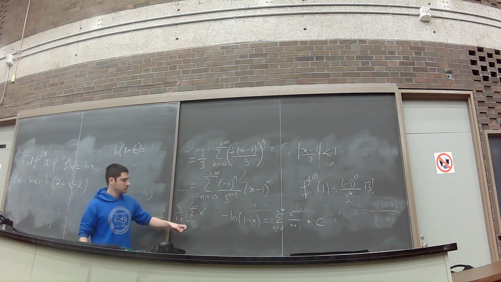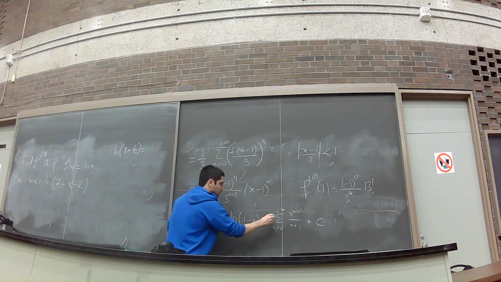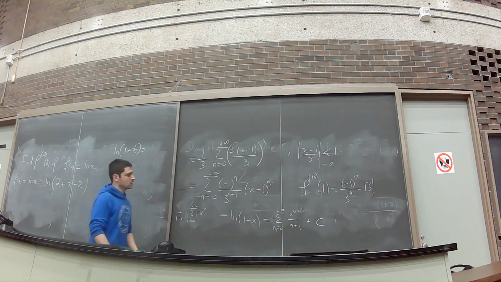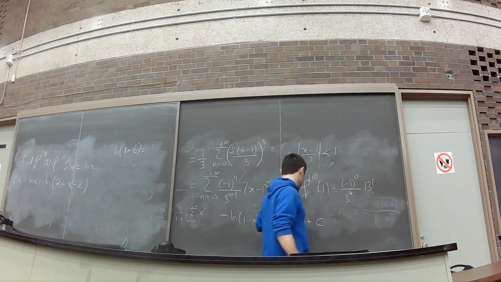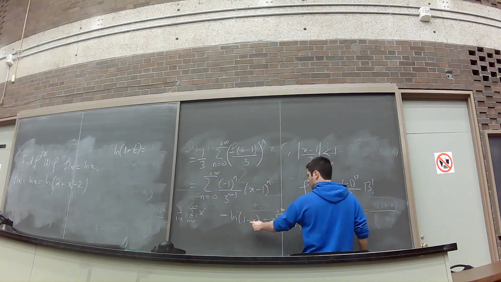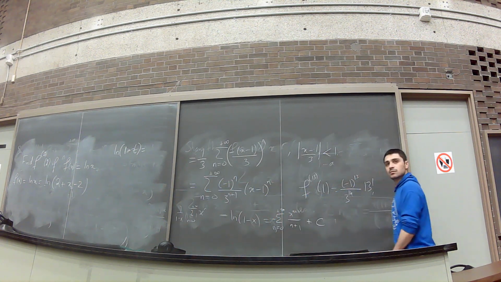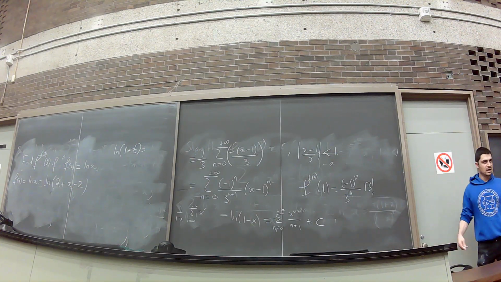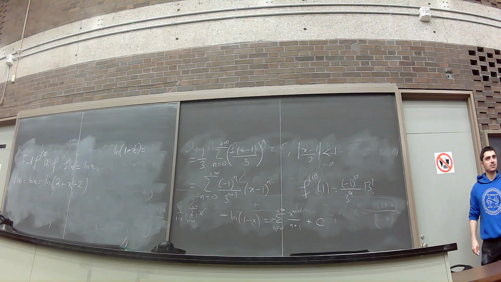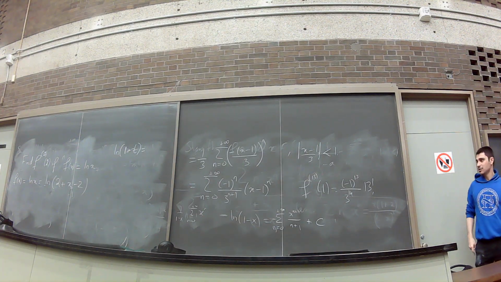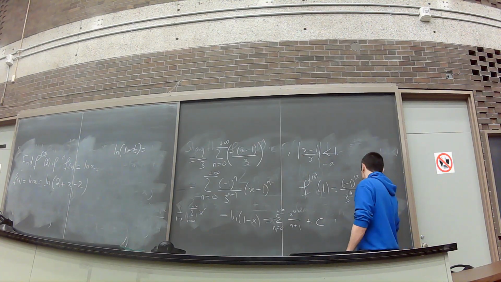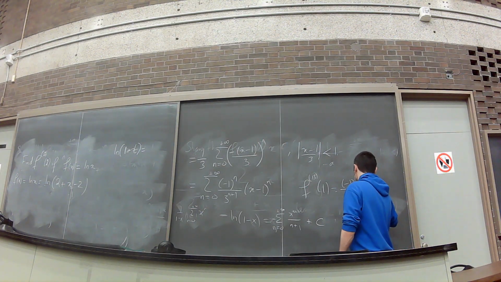We integrated both sides. So you put the minus there. You get here. And you plug in x equals 0. You get ln of 1, which is equal to 0. Is that the expression we got last time? Yes or no? Or we wrote it this way, sum n equal 1 to infinity.